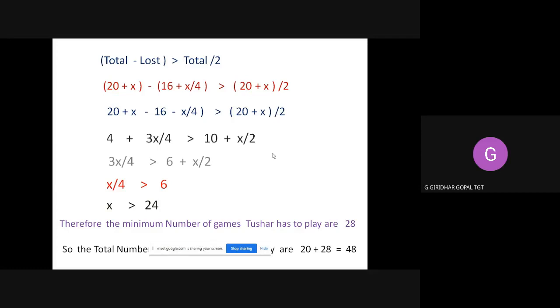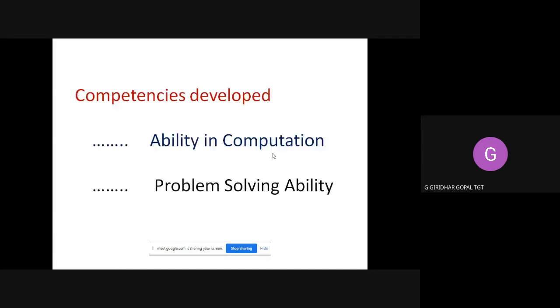A direct problem can be converted into a word problem, by which problem solving ability can be improved, and we can have different ways of solving the same problem in different scenarios depending upon the ability of computation or the problem solving ability of the student. So this is what I wanted to tell. Then coming to next, what are the competencies we have developed here? Ability in computation definitely will be there, and problem solving ability, that means thinking the situation and converting it and solving it.